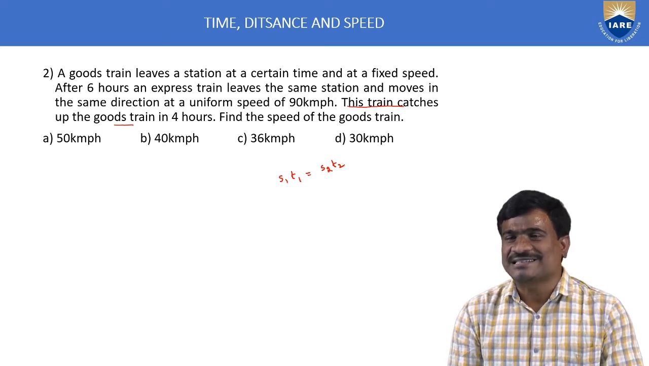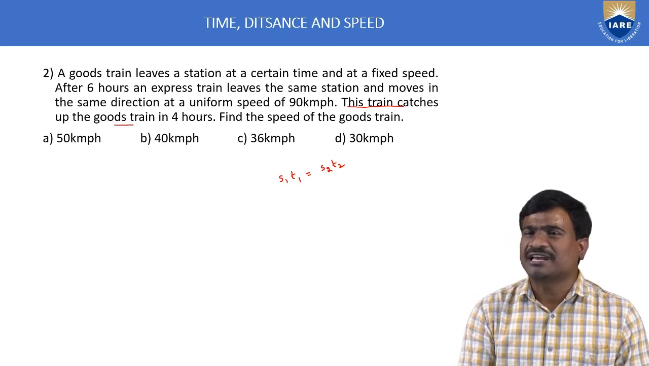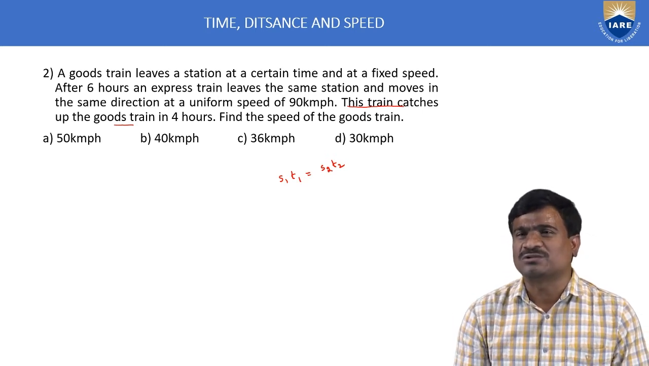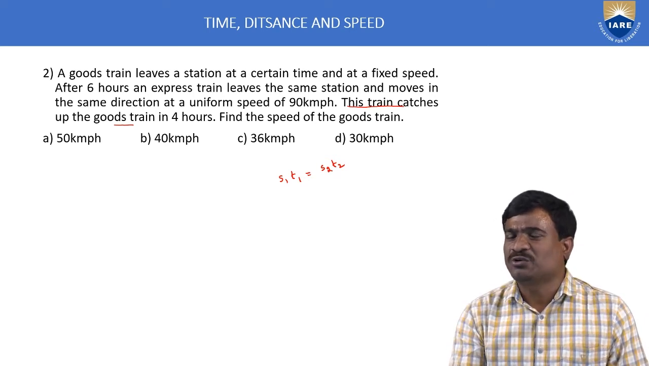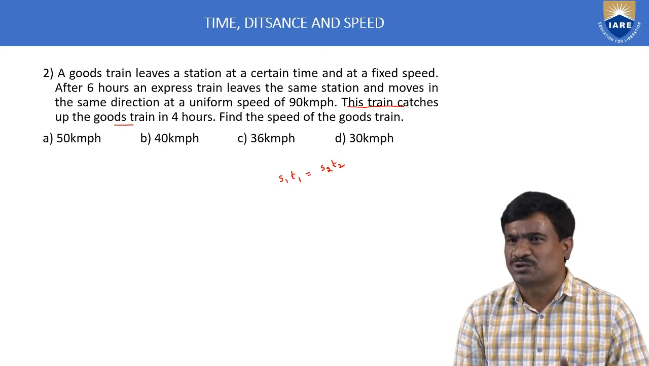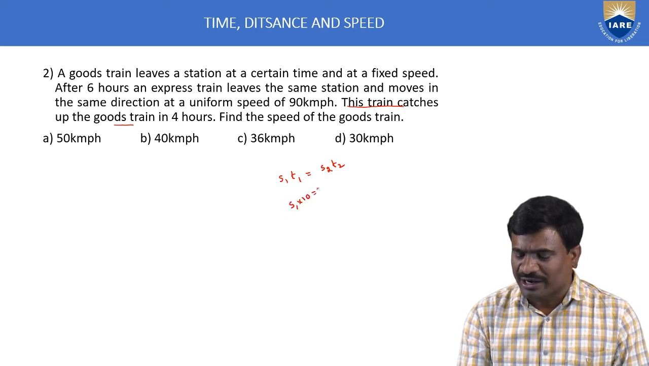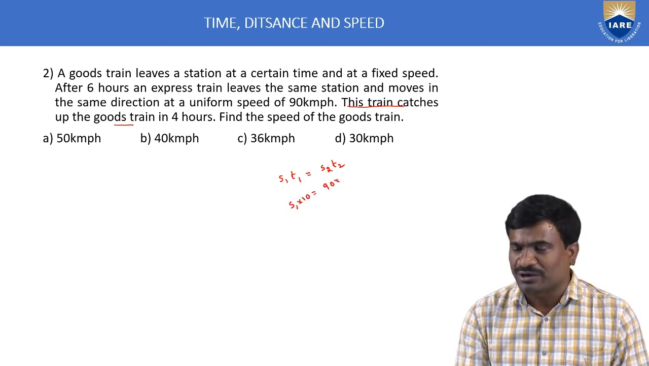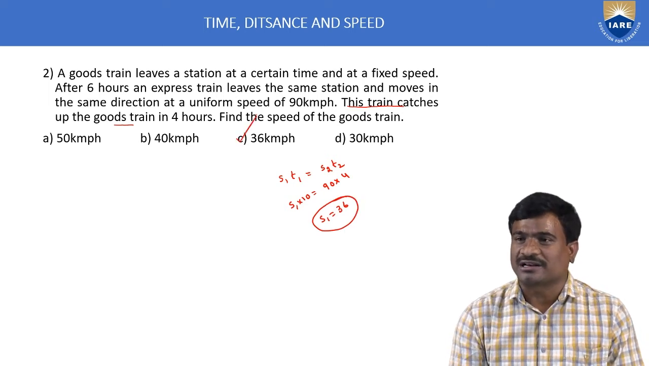But in the second case, the goods train travels another 4 hours. Total time taken by the goods train is equal to 10 hours. And S2 is equal to 90, T2 is equal to 4 hours. Here S1 T1 is equal to S2 T2. To find S1, T1 is equal to 10, S2 is equal to 90, but T2 is equal to 4. Therefore, S1 is equal to 36 km per hour. Option C is the only correct answer.